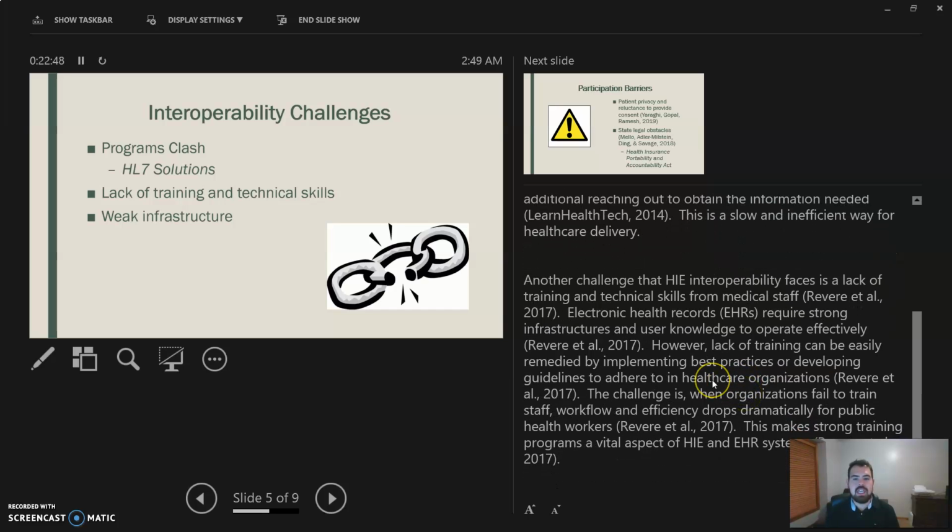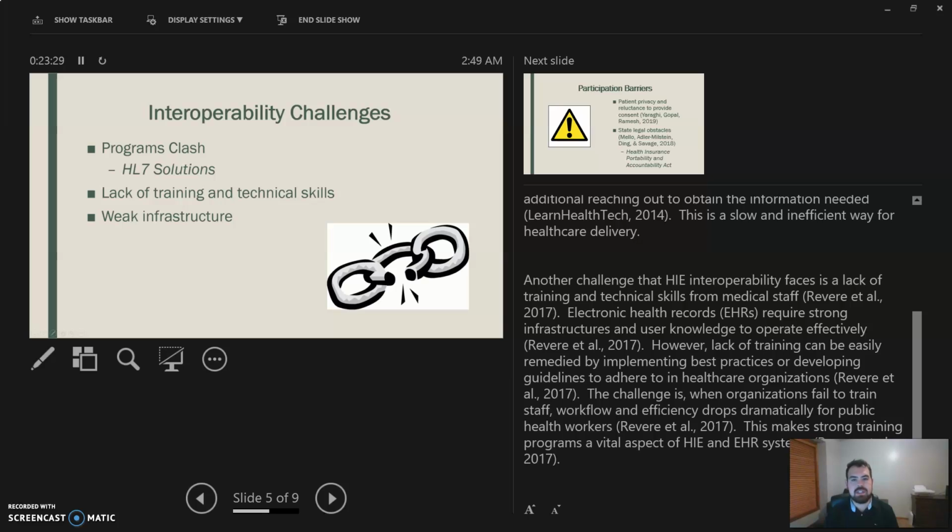Another challenge that HIE interoperability faces is a lack of training and technical skills for medical staff. Electronic health records require strong infrastructures and user knowledge to operate effectively. However, lack of training can easily be remedied by implementing best practices or developing guidelines to adhere to in healthcare organizations. The challenge is when organizations fail to train staff, workflow and efficiency drops dramatically for public health workers. This makes strong training programs a vital aspect of HIE and EHR systems.